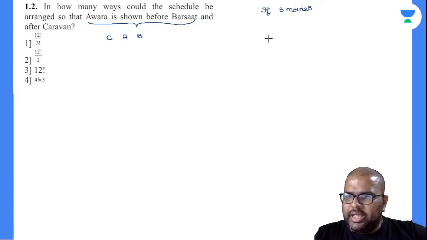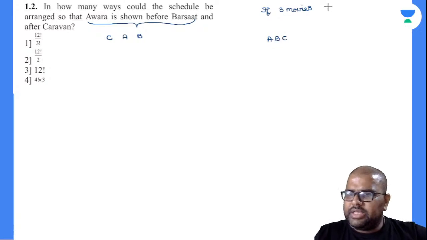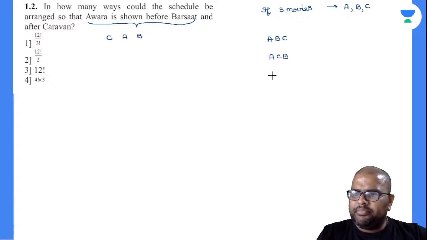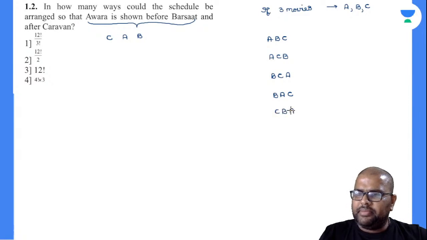See here, A, B, C, and if those 3 movies are A comma B comma C, what will be the arrangement? Just now you have written A, B, C, A, C, B, B, C, A, B, A, C, right? C, B, A, C, A, B.